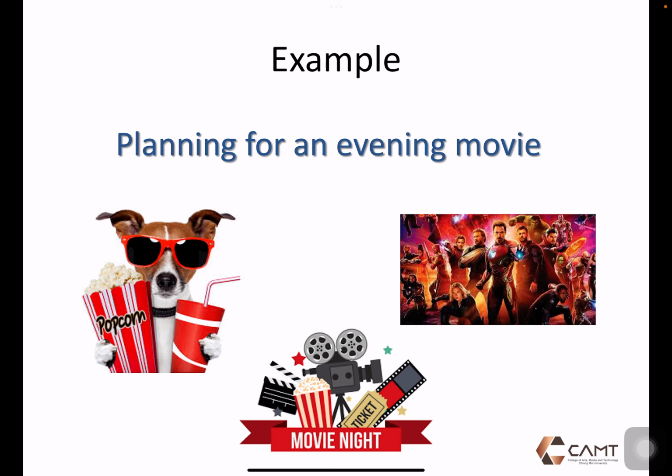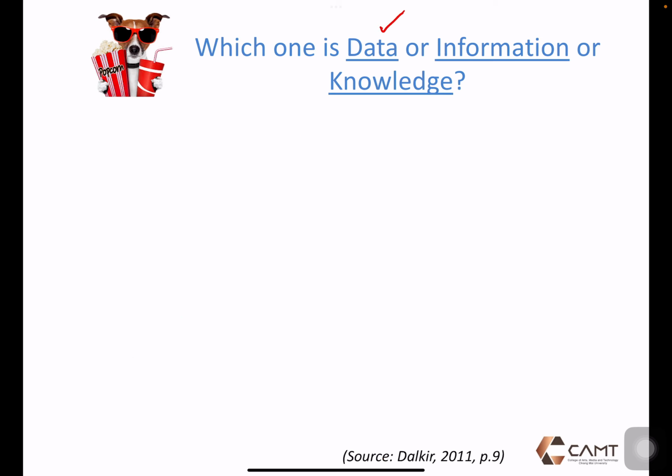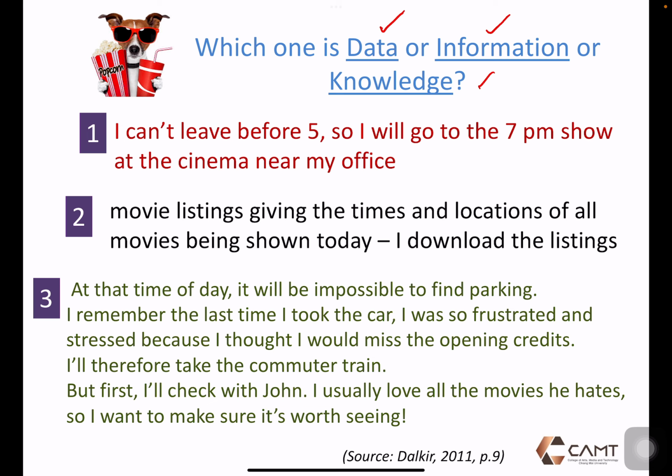So let's see an example of planning for an evening movie. I'm going to show which one is the data, which one is the information, and which one is the knowledge. Number 1, I can't leave before 5, so I will go to the 7 p.m. show at the cinema near my office. Number 2, the movie listing gives the times and locations of all movies being shown today. I download the listing. Number 3, at that time of day, it will be impossible to find parking. I remember that the last time I took the car, I was so frustrated and stressed because I thought I would miss the opening credits.